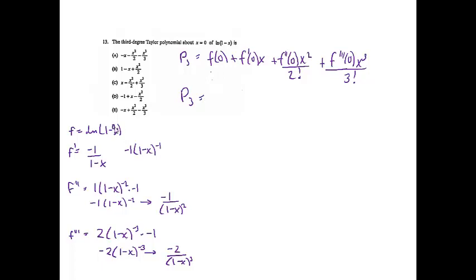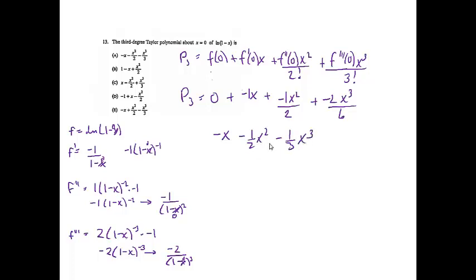f of 0, if I plug 0 in for my x, I just get the natural log of 1, which is 0. And then plus the first derivative, if I plug 0 in right here, I end up getting negative 1 x. And then plus the second derivative, if I plug 0 in here, I'll end up getting, again, negative 1 x squared, and 2 factorial is equal to 2. And then plus the triple derivative, if I plug in 0, I end up getting negative 2. So negative 2 x cubed, 3 factorial is 3 times 2 times 1, which is 6. So now simplifying that, we'll get negative x minus 1/2 x squared minus 1/3 x cubed. And if I look at all of my choices, it is choice A.